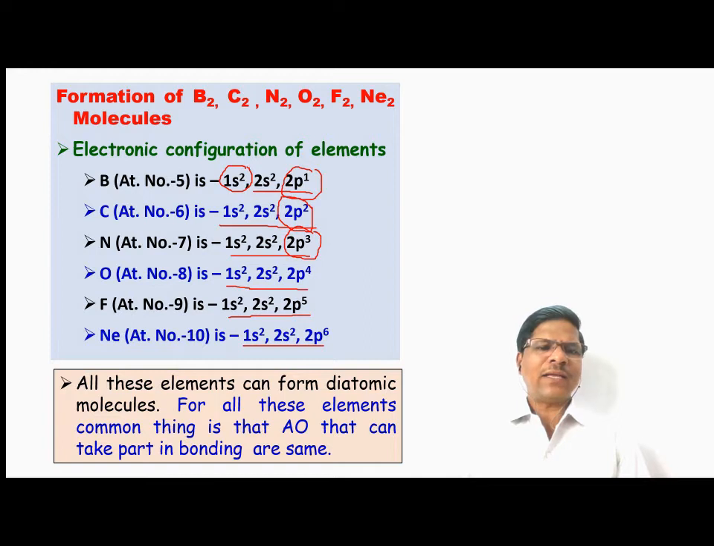Another characteristic of these elements is that they all form diatomic molecules such as B2, C2, N2, O2, F2. Among these molecules, we are very much familiar with oxygen, nitrogen and fluorine, while B2 and C2 are slightly less common, and when we explain these molecules, we will come across why these are less common.